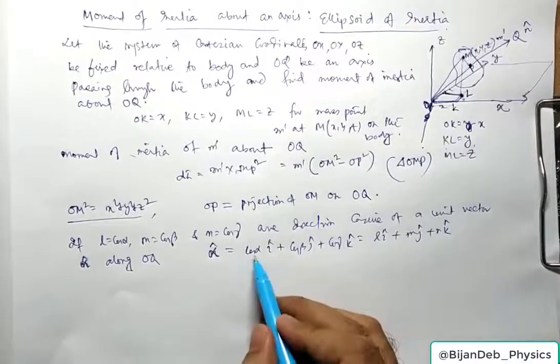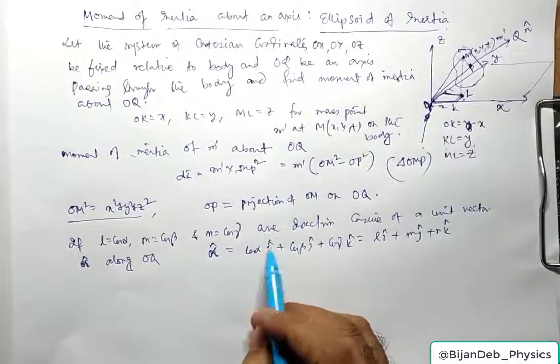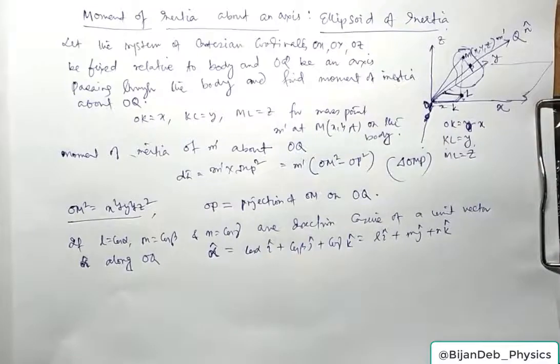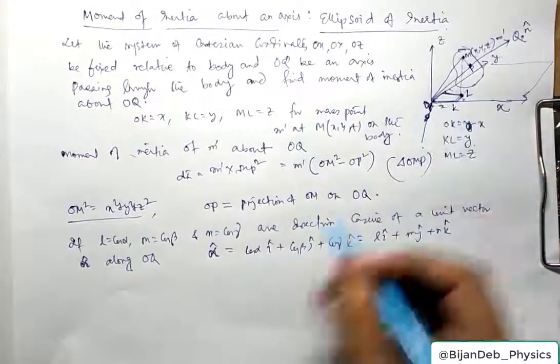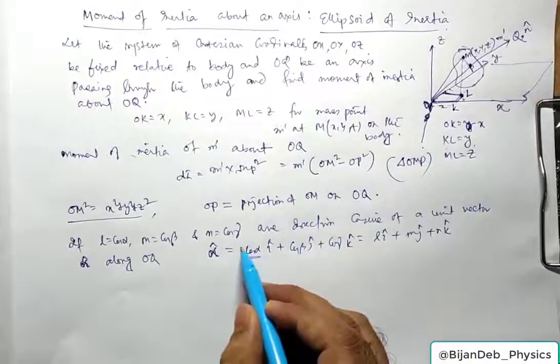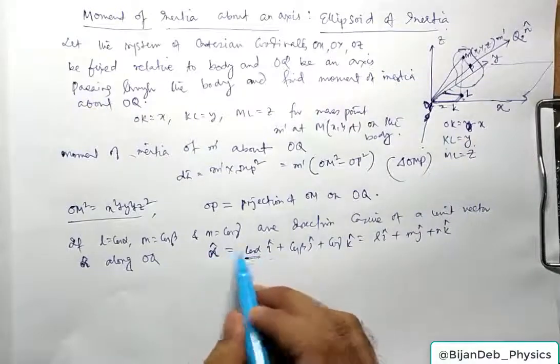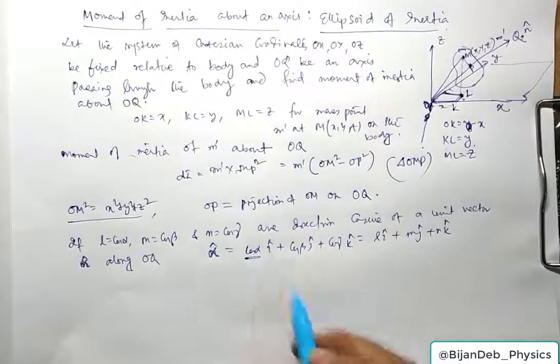Actually, what is direction cosine? Direction cosines are the cosines of the angles made by the axis with each of the three axes. So now if n cap or OQ makes angle alpha with the x axis, then the x component will be n cap magnitude cos alpha i cap. So alpha cap magnitude is 1.